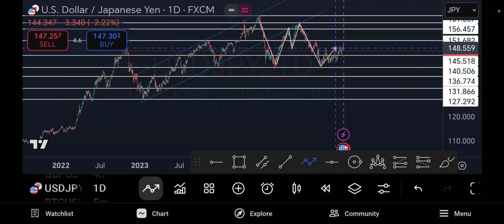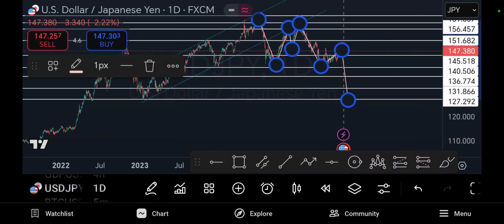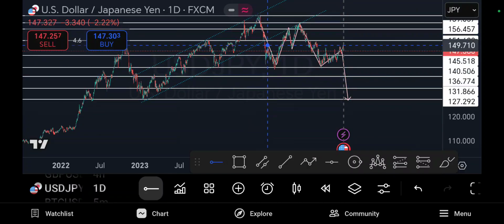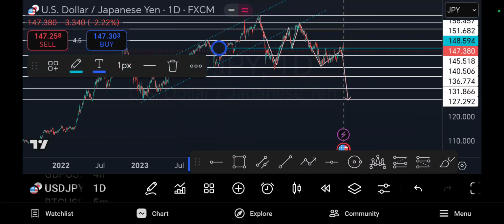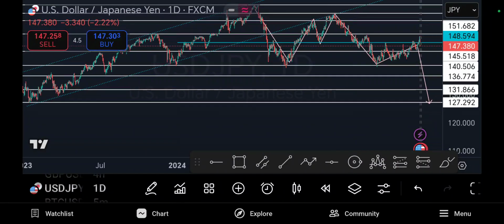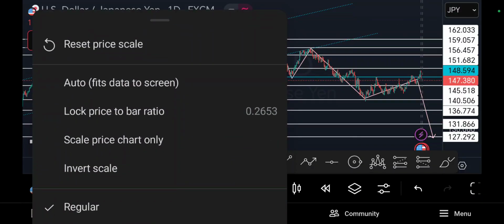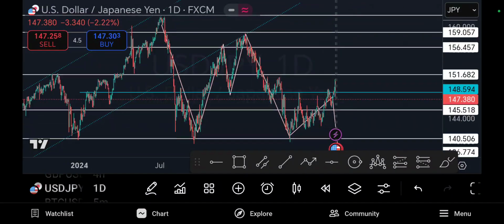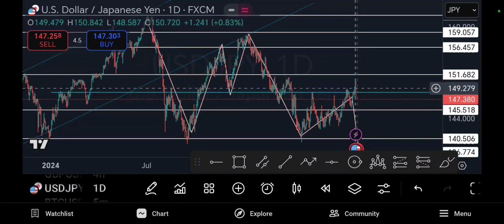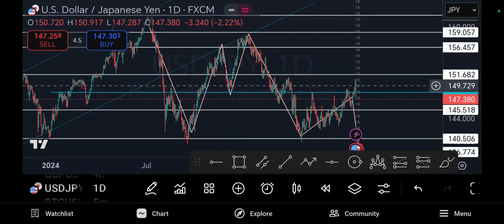It could come back here, where it is right now actually, and then push further to the downside, because there's this zone here. See? Let me just zoom in so that you can see it. See, there's this zone, and it also consolidated to the top side.